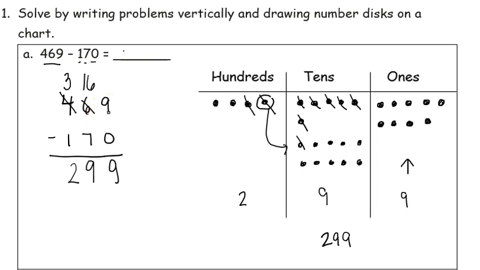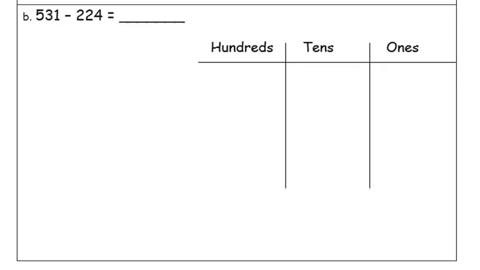And that shows how 469 minus 170 is 299. And you can see how the place value chart explains what's happening with that vertical standard algorithm of subtraction. Here's another example. This time we have 531 minus 224. I'll start by writing the vertical format. So we have 531 minus 224.